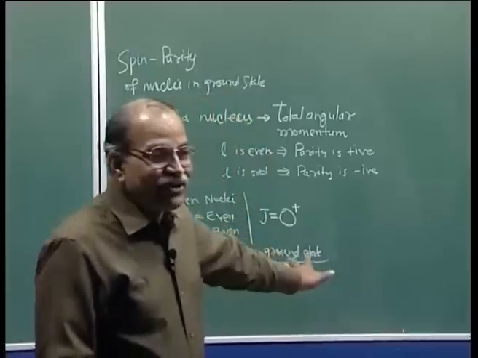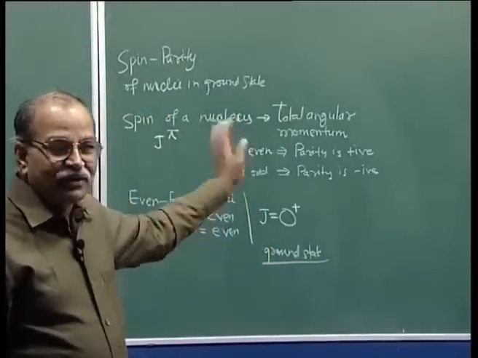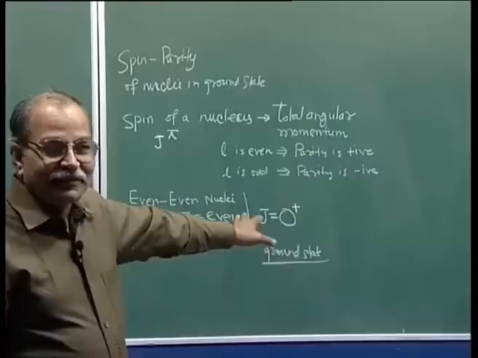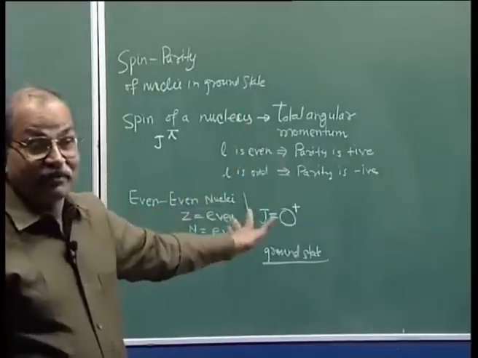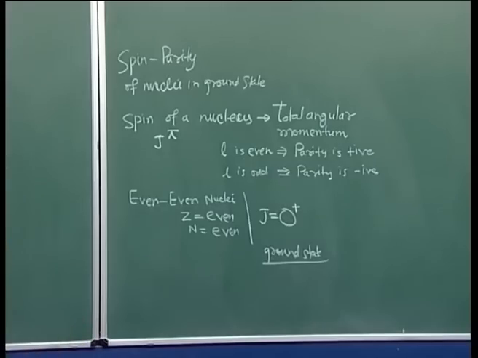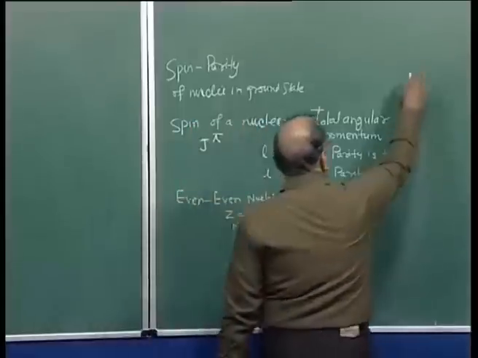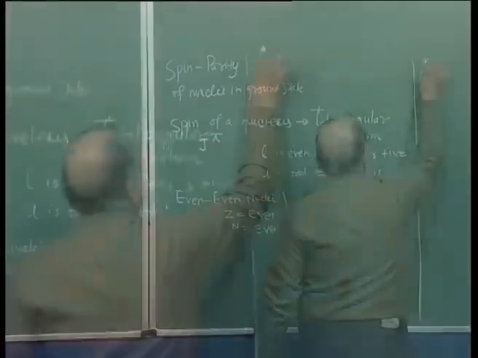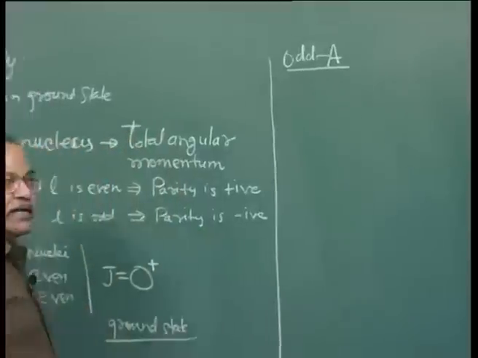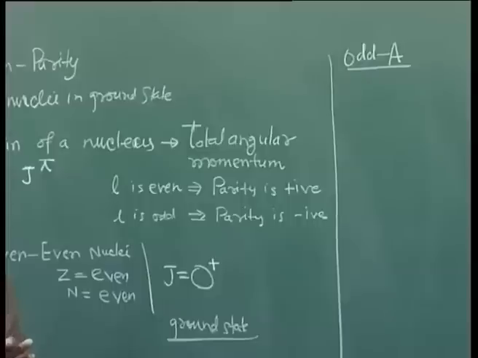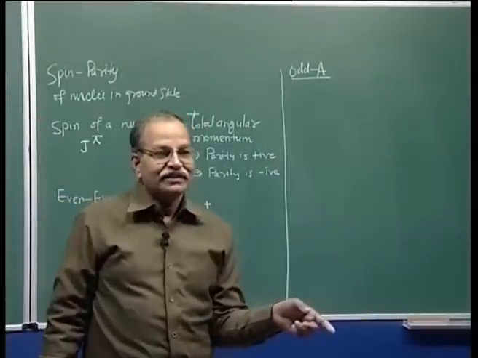So, all even nuclei in the ground state should have 0 plus spin parity according to the extreme single particle shell model, and this comes out to be true in all experiments. So, that was about even. Now, next come to what we call odd A. Odd A nuclei: either Z is odd together with N even, or N is odd together with Z even.